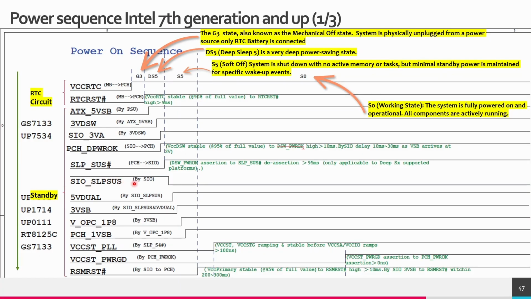This signal will create different enable signals for creating the 3.3 volt standby, plus 5 volt, and it will also create the enable signal for the PCH core voltage. If the signal is missing, the motherboard will also not respond to any signals or events.